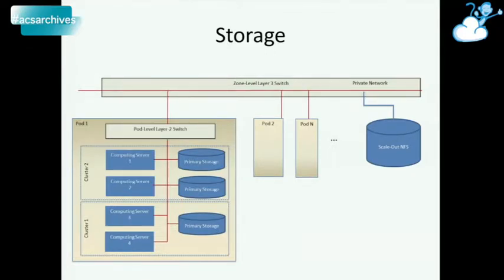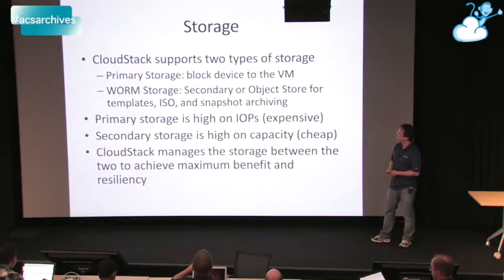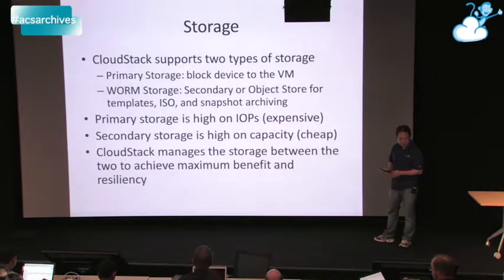And the third one that we introduced in 3.0 is the object store. The secondary storage is inside a particular zone, whereas the object store is actually outside of the zone, available between zones. So let's go through the different characteristics.